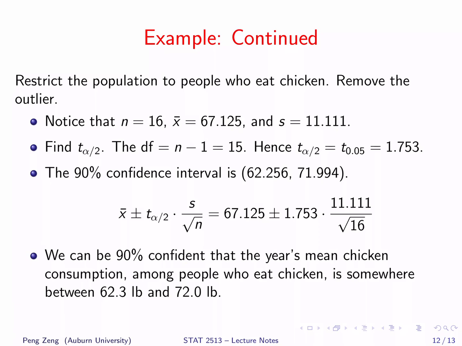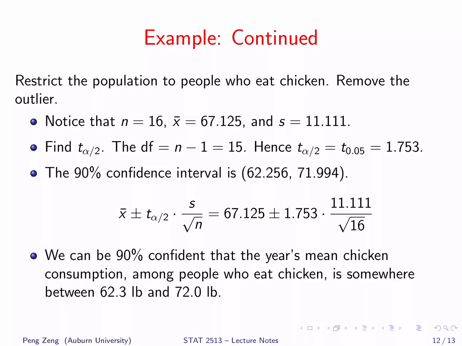Because one outlier is removed, the sample size now becomes n equals 16. The sample mean is x bar equals 67.125. The sample standard deviation is 11.111. Because we want a 90% confidence interval, alpha equals 0.10. The number of degrees of freedom is n minus 1 equals 15. Therefore, t alpha over 2 is t 0.05 equals 1.753. The 90% confidence interval is therefore x bar plus or minus t alpha over 2 times s over square root n.